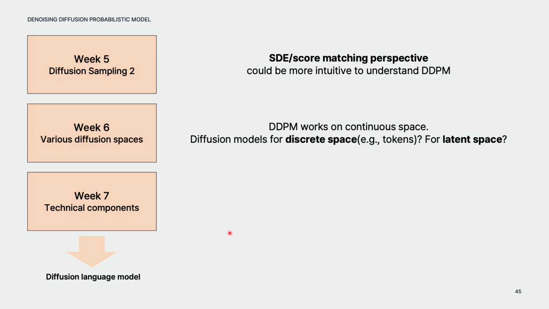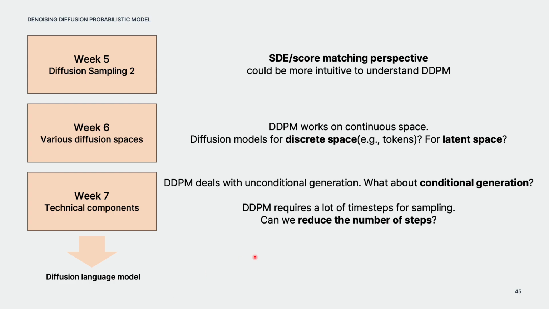And in week 6, we look at diffusion models working in discrete space, such as tokens, or in latent space. And in week 7, we look at various technical components of DDPM. For example, how do we do conditional generation with a diffusion model, or how could we reduce the required time steps for sampling? And after these 3 sessions, we will see more of diffusion language models.